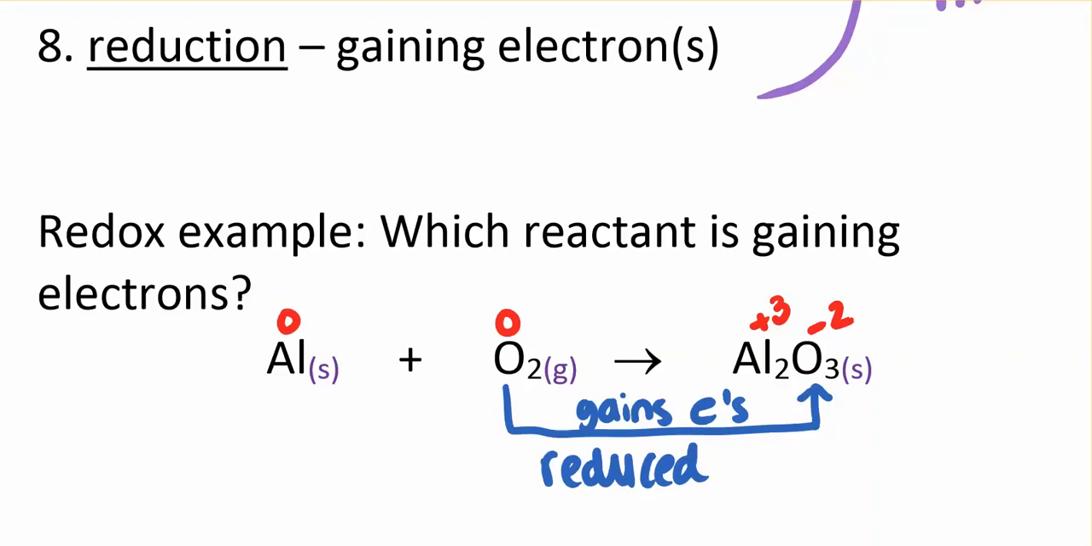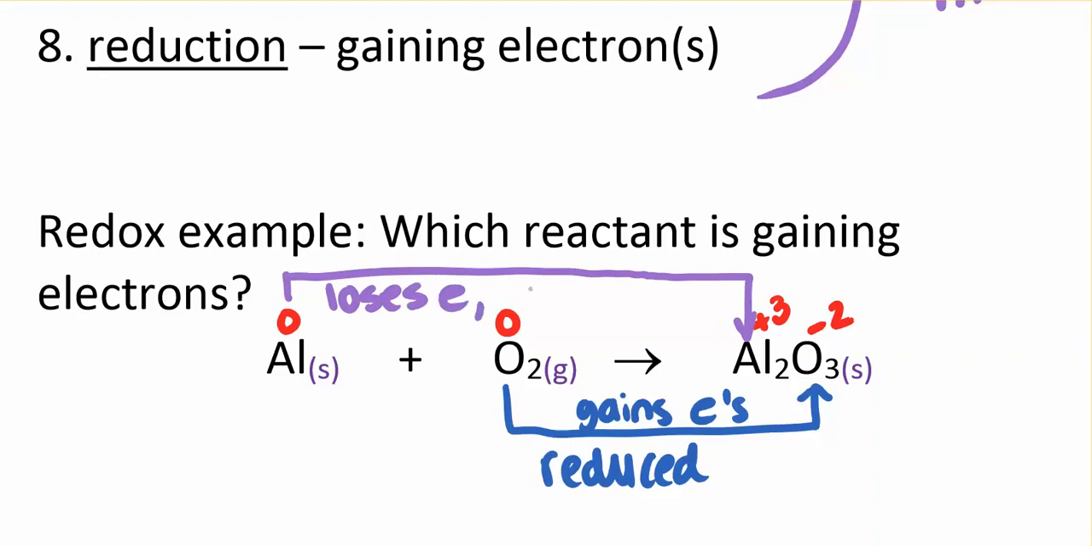And then if we look at our other reactant, aluminum is going from 0 to +3, so it's losing electrons, it loses electrons, so it's oxidized. Again, you'll always have one reactant oxidized and one reactant reduced.